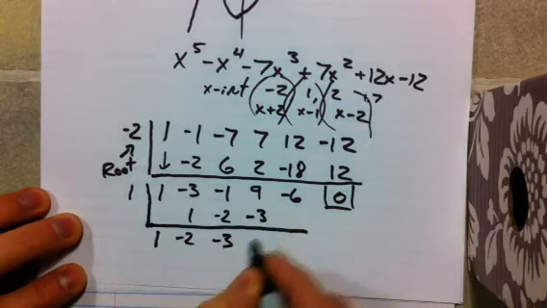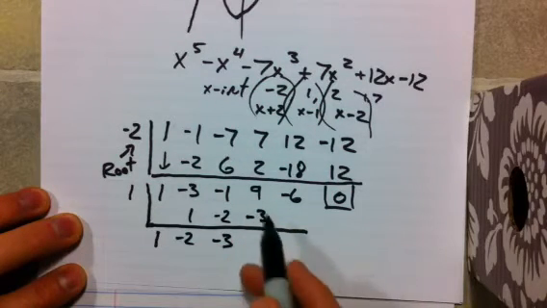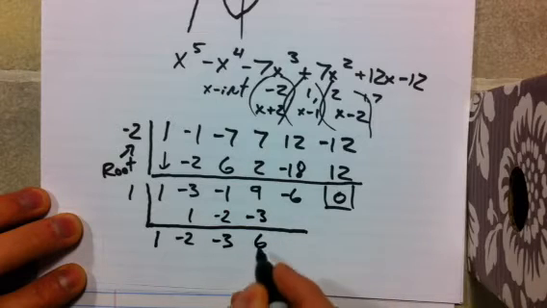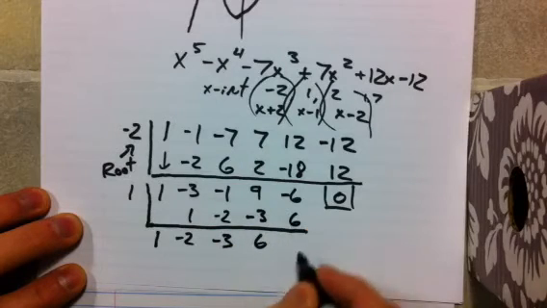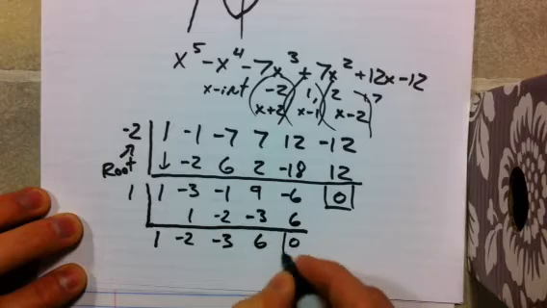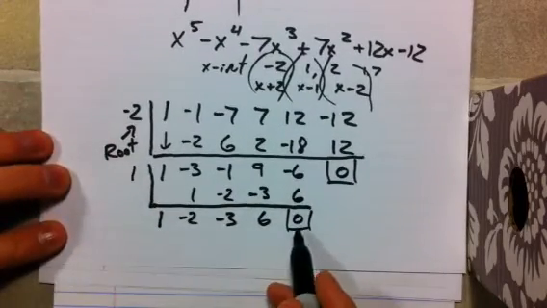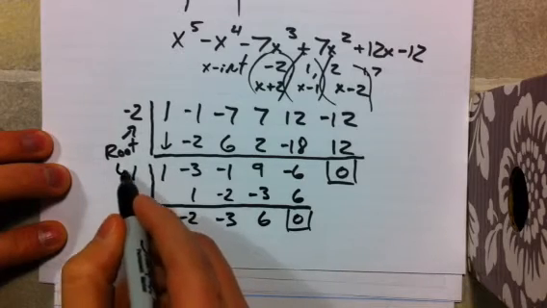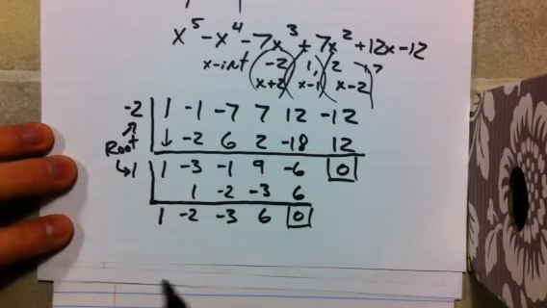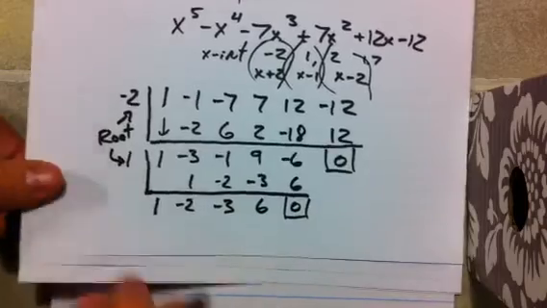Multiply again, you get negative 3. Negative 3 times 1. Add them together, you get 6. 6 times 1 is 6. And you get 0. Alright, so 0 again is a remainder, so we know 1 is a root. So let's do it again.